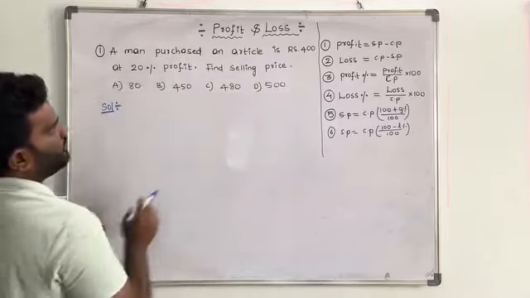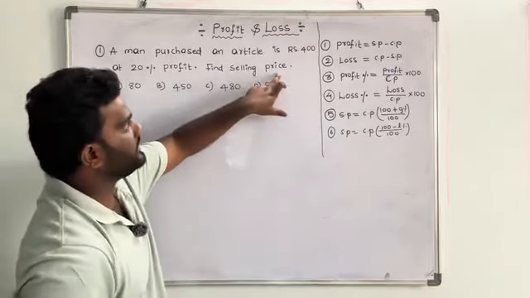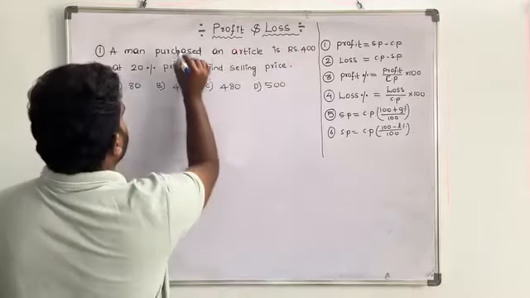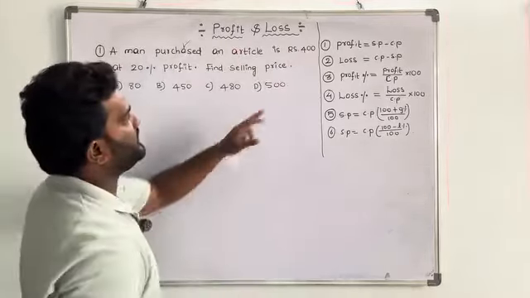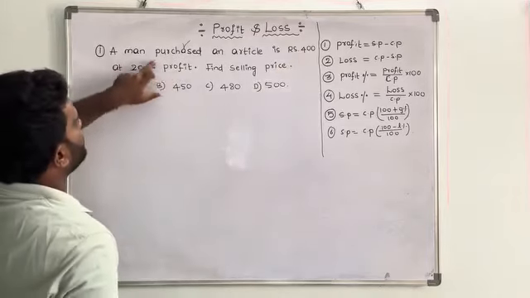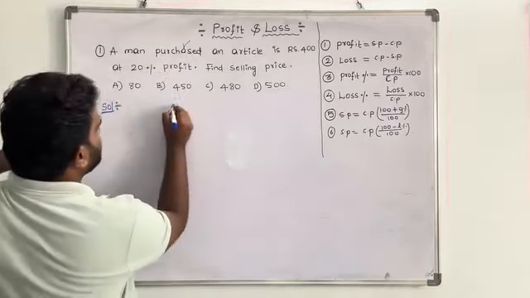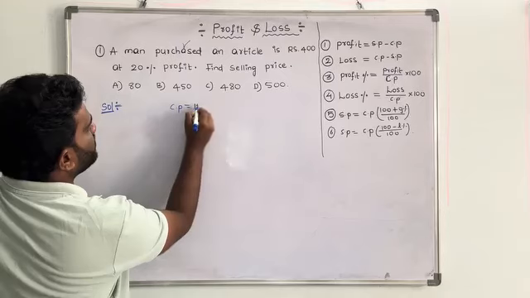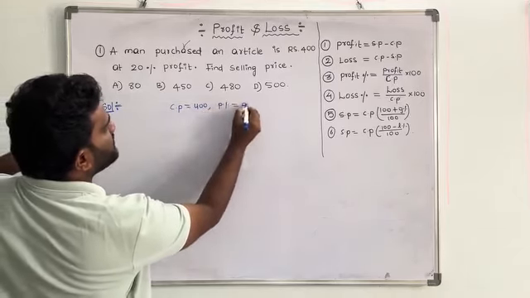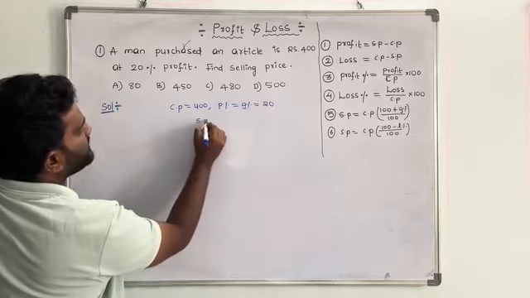The first question based upon these formulas, see this: a man purchased an article for rupees 400 at 20% profit. Find selling price. So he is asking us to find selling price and he has given the cost price. Here purchased means we paid the amount, so this is the cost price. He is giving 20% profit, so the percentage given is the profit percentage. Cost price is equal to 400, gain percentage is equal to 20, and he is asking us to find selling price.